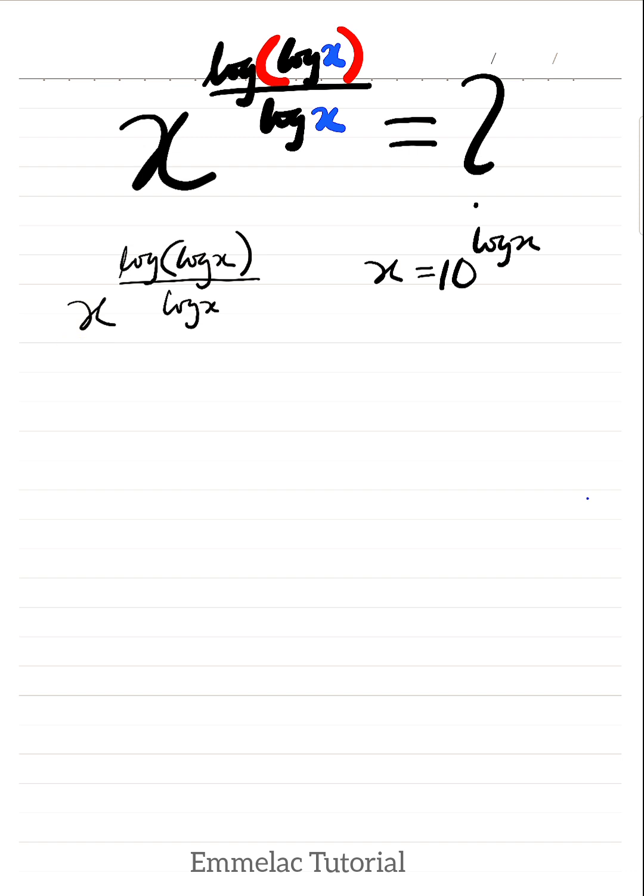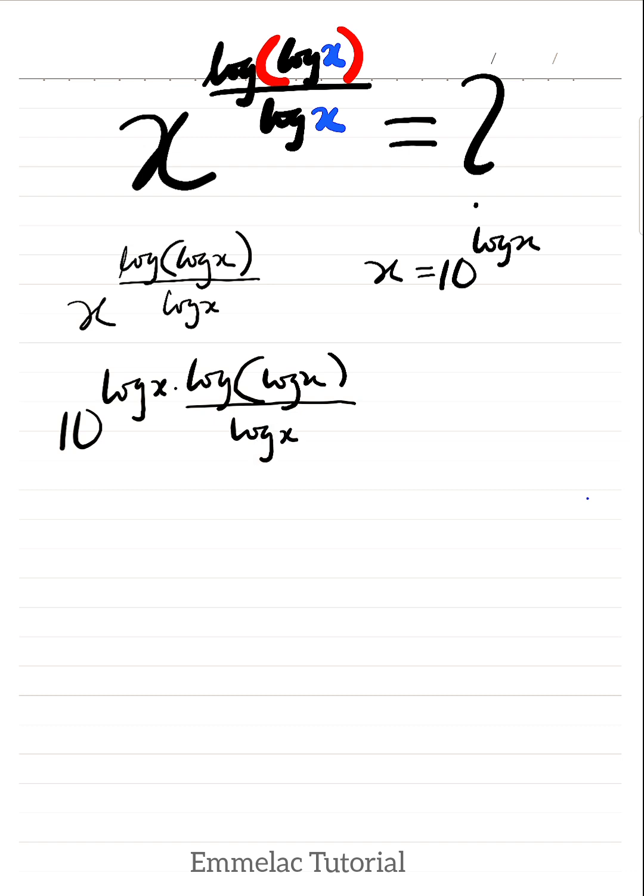So this gives me 10 raised to log x, then times log into log x all over log x. So at this point now I can clear off this, so I am left with log raised to log into log x.